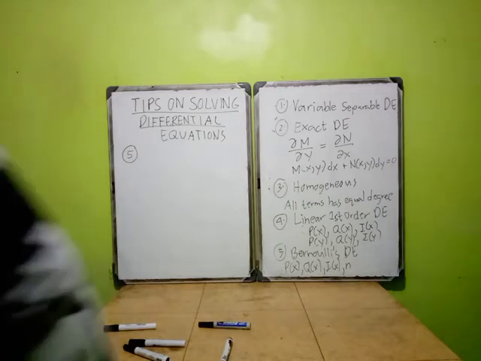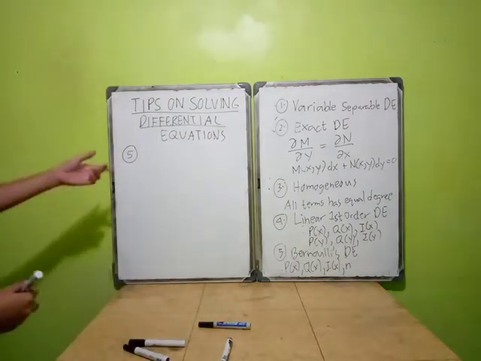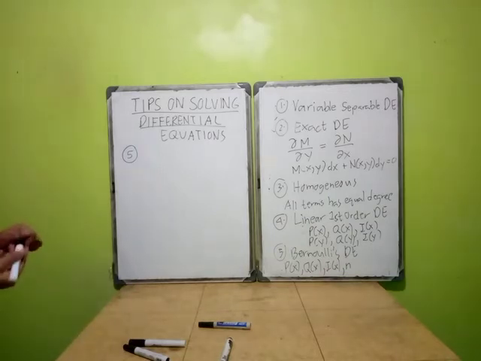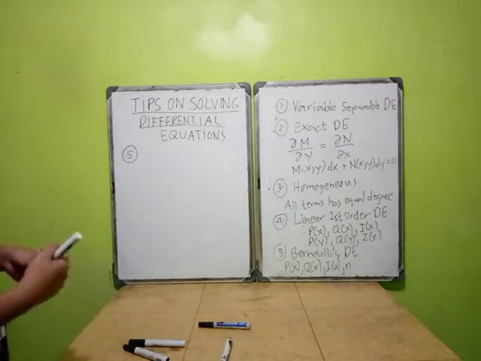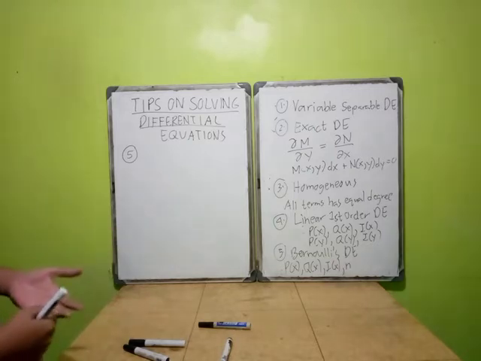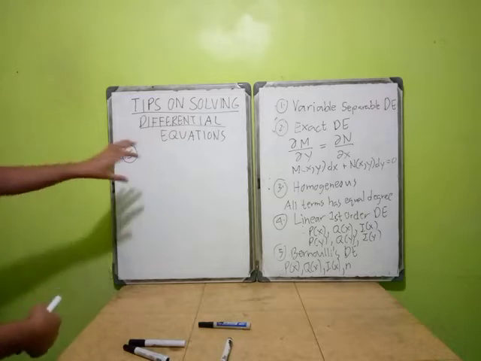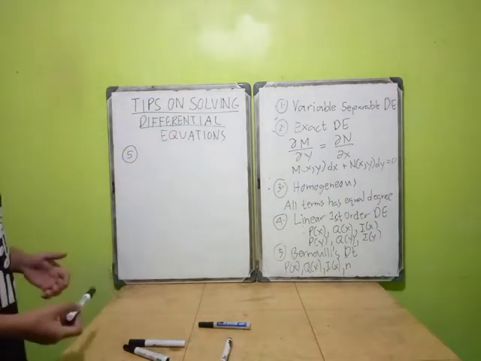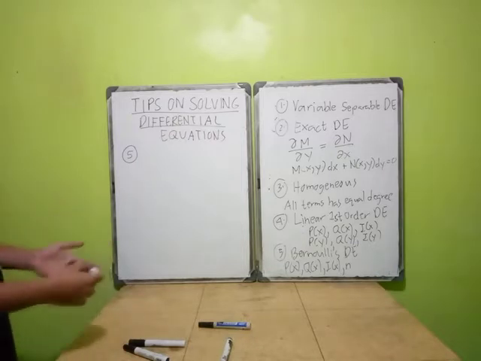Okay, so maybe let's have another example. This is the second part of our topic: tips in solving differential equations. Last time, we had four different examples. We discussed that when you are solving a certain differential equation, you should try to identify it.